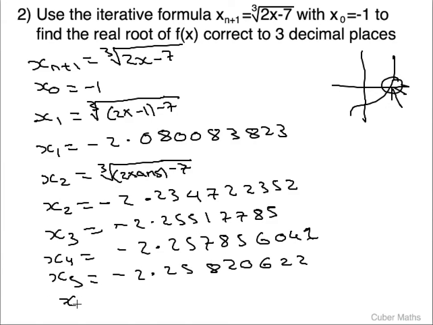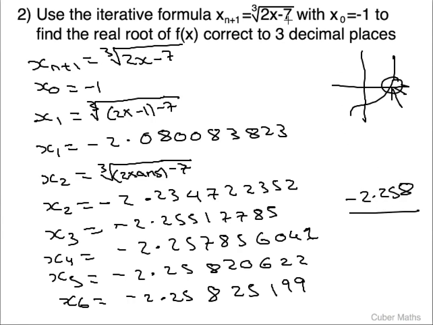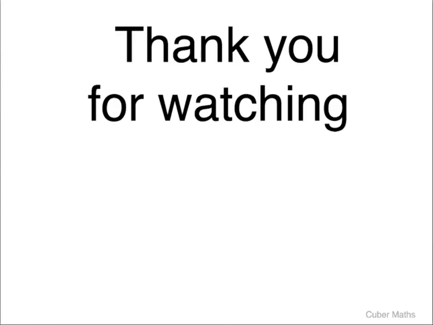So if we press the equals button again for x6, we end up with minus 2.25825199. And now if we look at our first three decimal places, they both have minus 2.258. So we call this converging. They've both got the same three decimal places, which means that's our answer. So it says use the iterative formula to find the real roots. And we found our real root, which is minus 2.258. As it only asks for it to three decimal places, we can stop when the three decimal places are the same.